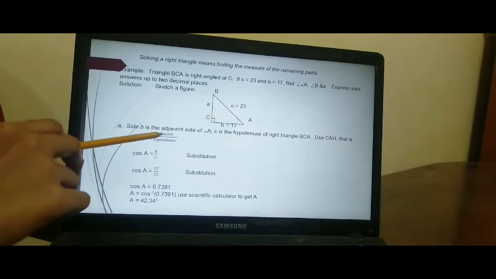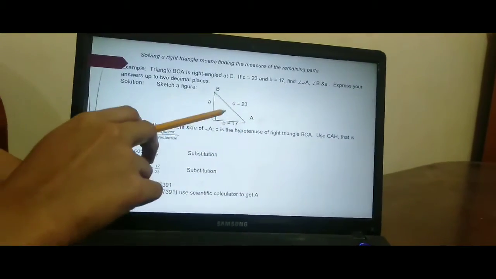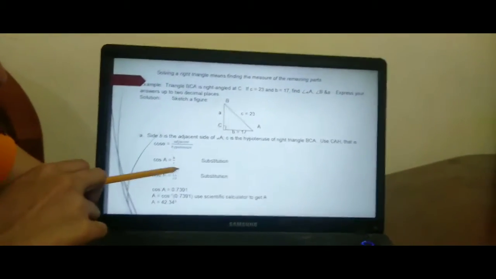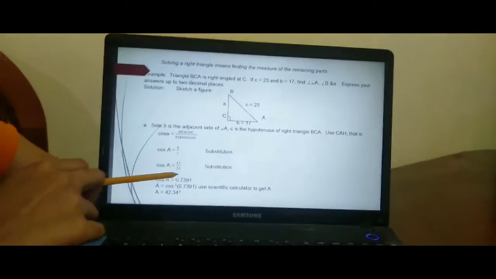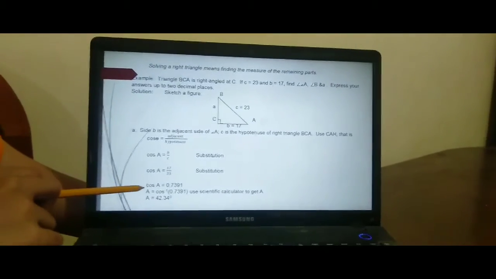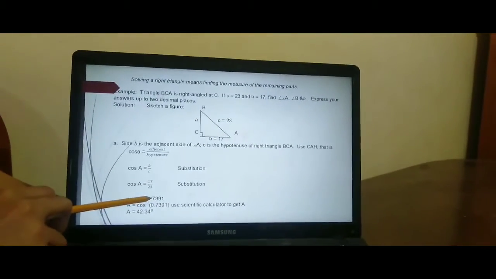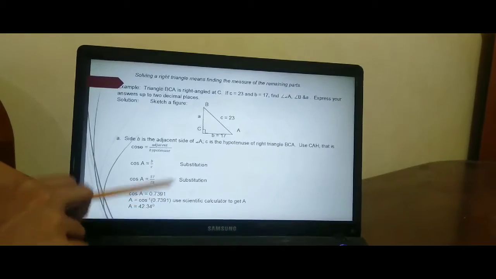Kaya adjacent kay B man. Si hypotenuse kay C. Then, substitute the value for B, that is 17. Substitute the value of C, that is 23. So, cos A is equal to 17 divided by 23 is 0.7391.